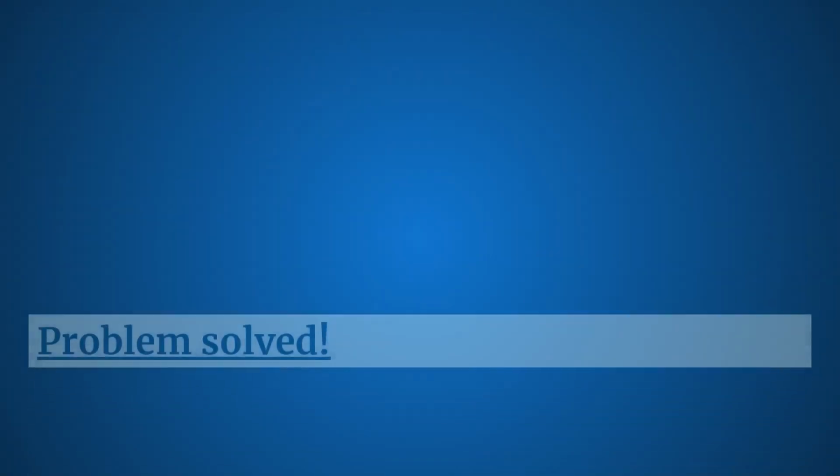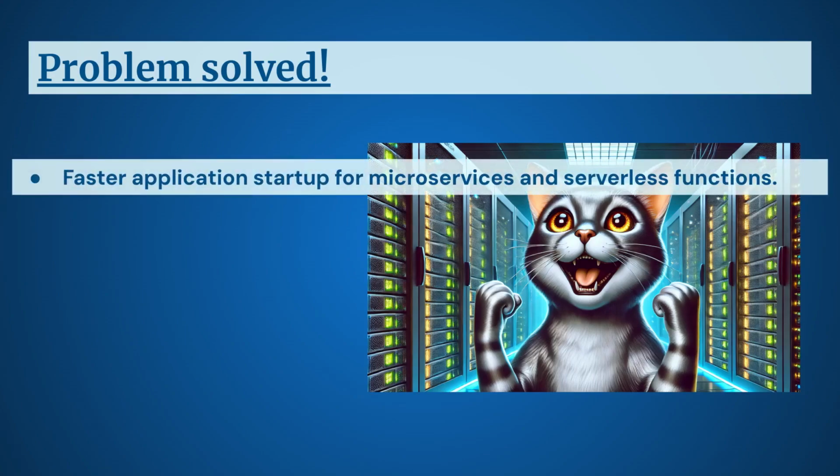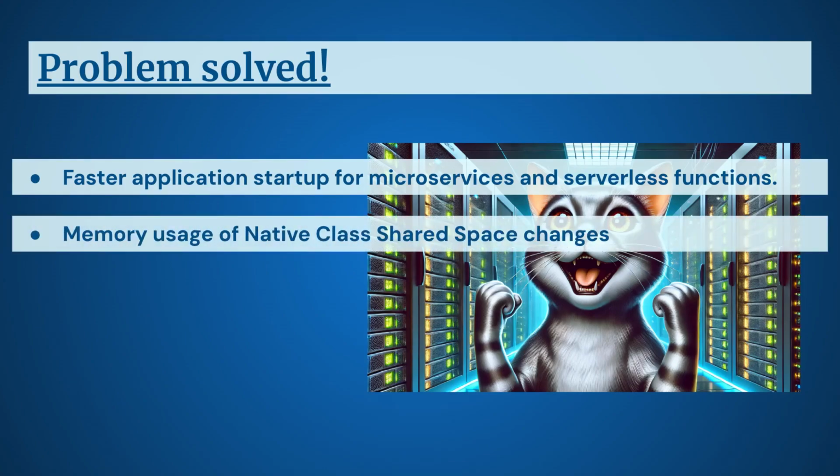And this means that our problem has been solved, and our cats in our spaceship are very happy because they were able to start our services much faster. So what we did, we created an application startup for our microservices and serverless functions whenever applicable. We were also able to see the effects of using CDS on the native class shared space, and this was by using the command line, using the jcmd command, the Java command.